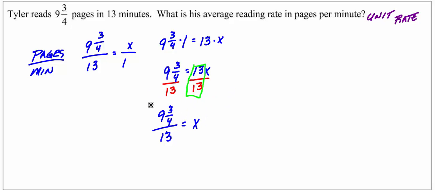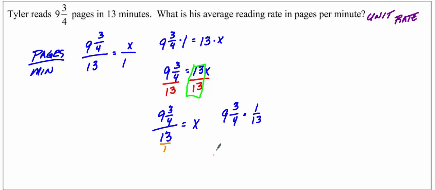Now, you certainly wouldn't want to tell somebody, hey, Tyler reads 9 3/4 divided by 13 pages per minute. We need to get that down to a more reasonable form of a number. So we're going to do this division. And remember, when we do that division, we don't divide, we multiply by the reciprocal. So we're going to have 9 3/4 times the reciprocal of 13. I'm going to go back here for just a minute. I'm going to write that as a fraction because it's easier to see the reciprocal if they're both in fraction form.